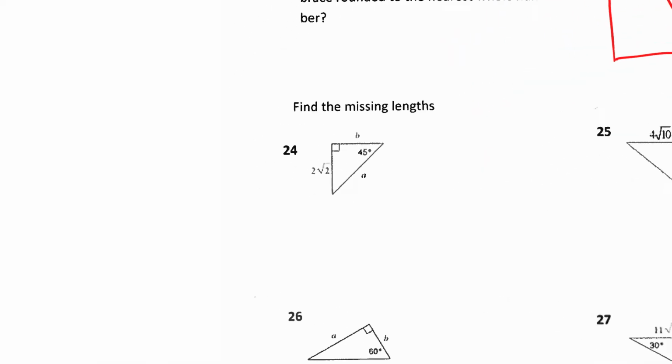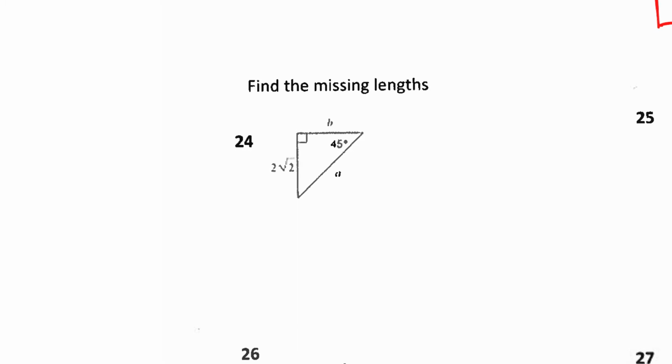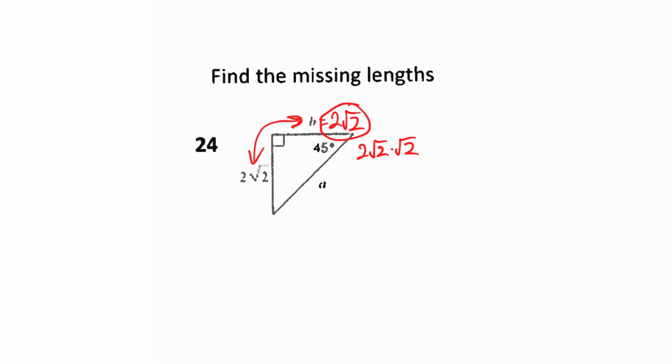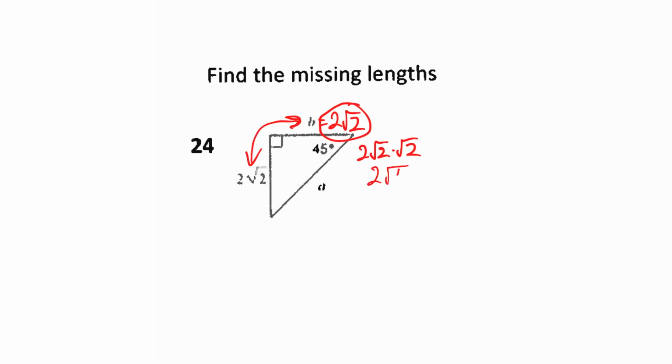Just working that out. Okay, so number 24, 45, 45, 90. What do I know about these two sides right here? They're the same, so this is just 2 square roots of 2. Then to get to the hypotenuse, we multiply by the square root of 2. So 2 square roots of 2 times the square root of 2 is 2 square roots of 4. Then square root of 4 is 2. And so 2 times 2 is 4.